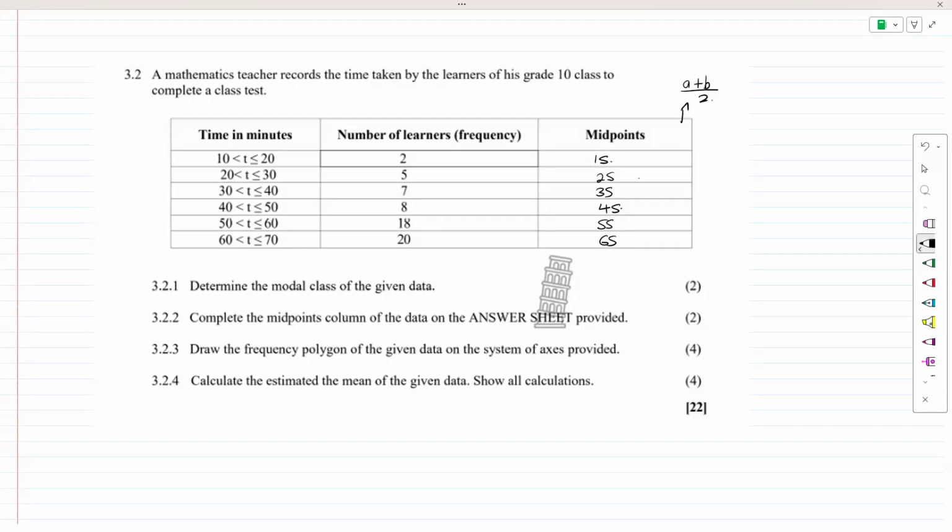What is the modal data? The modal data is the one that appears the most, which is this one. Okay, cool. That was quite an easy one. That's the mode. So the mode is T greater than 60 but less than or equal to 70. And that's all there is to this question. Now complete the midpoints column. We just did that. That one is quite simple.